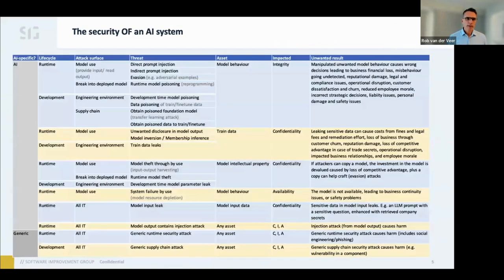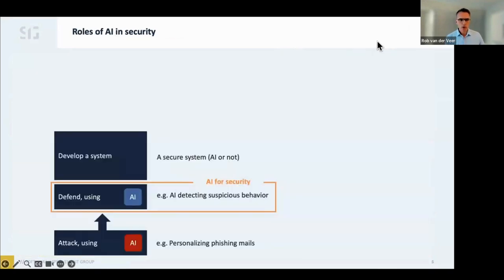And also, this slide gives a comprehensive overview of all the risks and all the threats involved when we talk about AI security. Like, for example, during development, attacking the engineering environment to do data poisoning of the data that you use to train a model. If you do this, you will affect model behavior and you will affect the integrity of the model behavior. And by doing so, you can create all kinds of issues, like, for example, safety issues. If this is a model controlling a self-driving car, you can make it crash, for example. So that's the end of this sidestep. Just wanted to show you this.